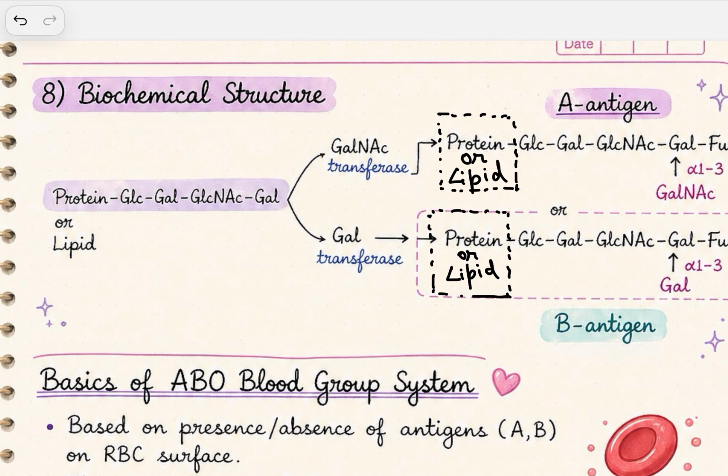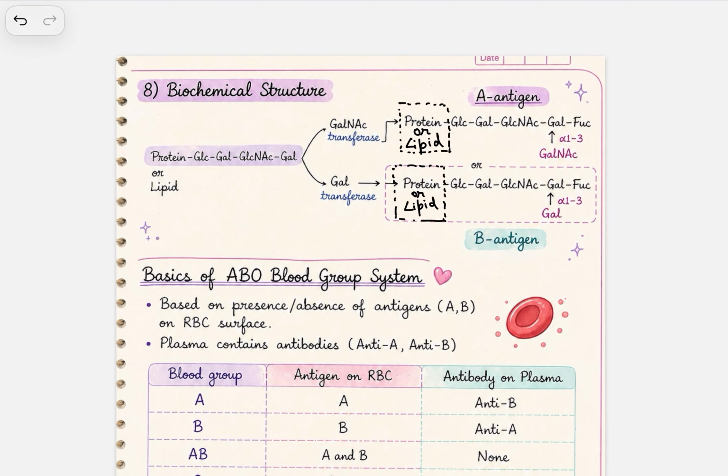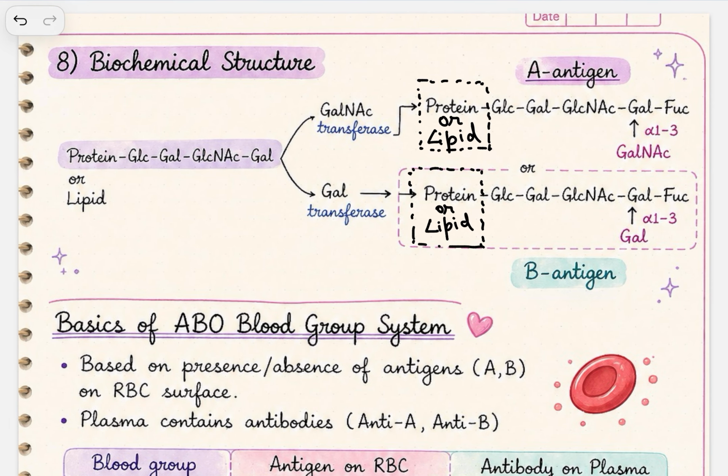Here is the biochemical structure for A and B antigen. This protein chain is constant. For A antigen and B antigen we have different compounds attached to the protein or lipid layer, and for this we have different sugar chains attached to different molecules.